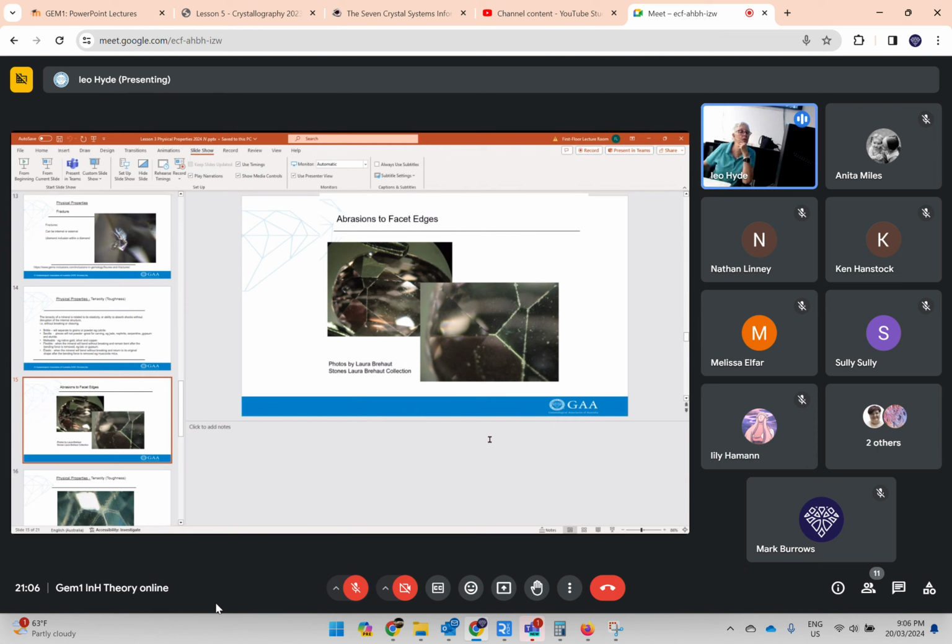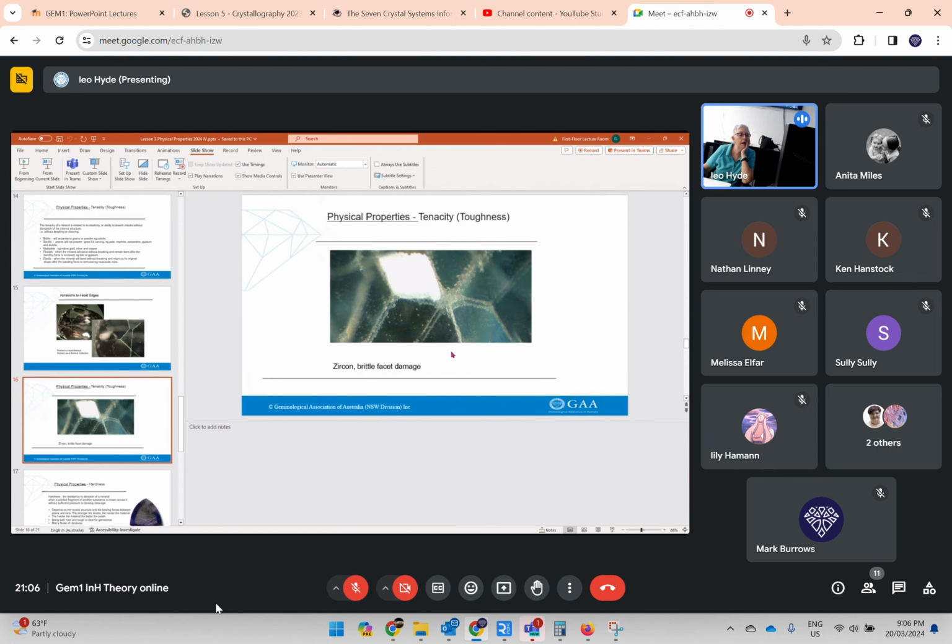So this is Laura from Melbourne. This was one of her stones that she took photos of, and you can see on the edges, see all those little edges, they're all quite abraded because that particular gemstone is showing signs of wear on the facet edges. It's a brittle stone.